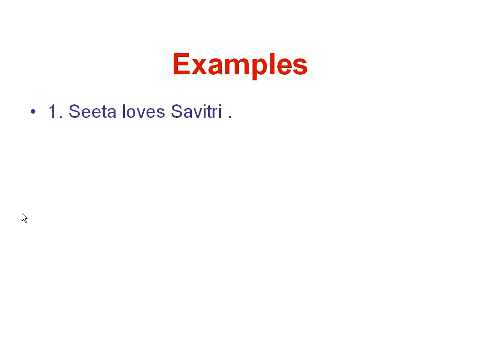First example is here. Sita loves Savitri. Means we have to change the voice of this sentence. Sita loves Savitri is in active voice, and we have to change its voice into passive voice, and the answer is, Savitri is loved by Sita. This is one example of an assertive sentence.